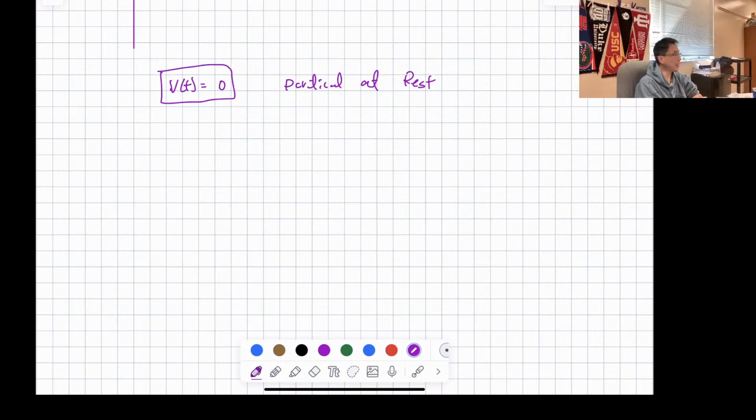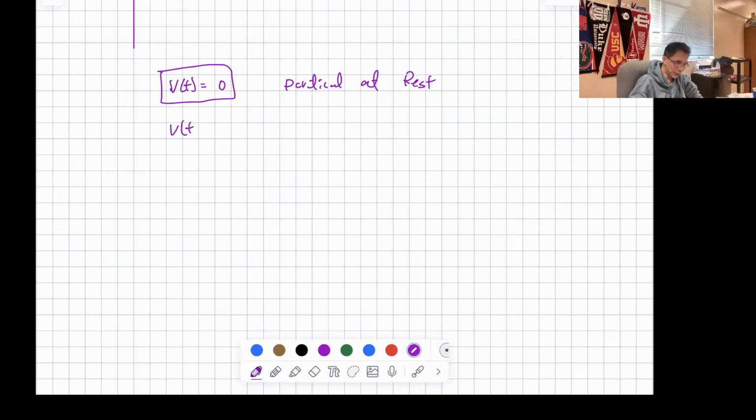So V of t equal to 0 is a particle at rest. That means he ran to like a fire station and he turned around. Now he could have continuous running, of course, but he could have like rest over there and then run more. So particle at rest is V of t equal to 0.